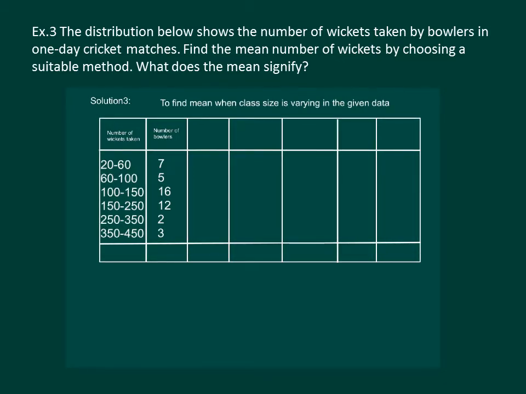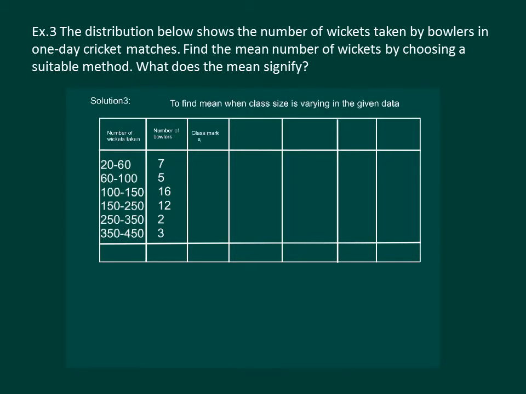We are given the class intervals, which are continuous, but we can see that the class size is varying. 60 minus 20 is 40, 100 minus 60 is 40, 150 minus 100 is 50, 250 minus 150 is 50. So our class size is varying, but still let us use the step deviation method.